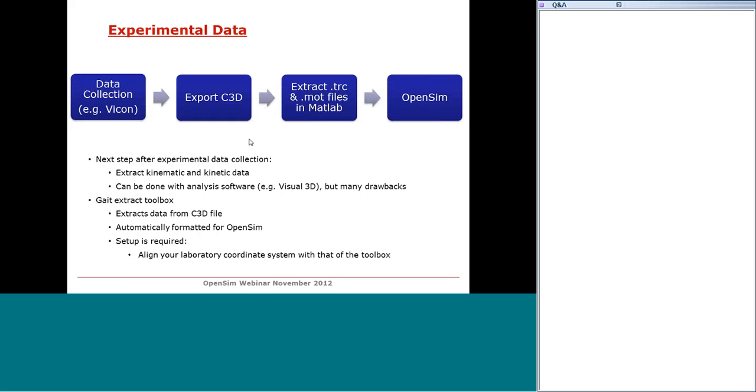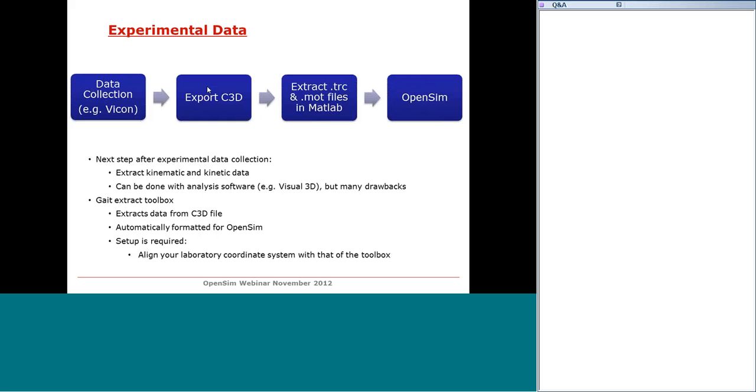First, kinematic and kinetic data is collected using a motion capture system. Next, the synchronized data is exported as a C3D file. And the final step is to extract the properly formatted marker trajectory data and force plate data using Matlab and a gait extract toolbox. A gait extract toolbox is essentially a Matlab script that is created to extract the kinematic and kinetic data from the commonly used C3D file format and reformat them into something that can be used in OpenSim. There are a number of gait extract toolboxes available on various SimTK project pages, and I believe Tim Dorn has created one that is widely used.